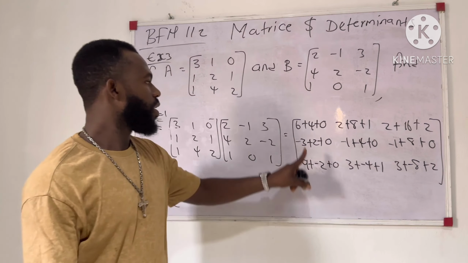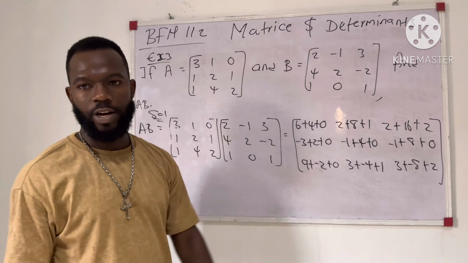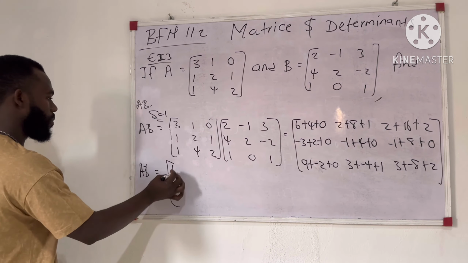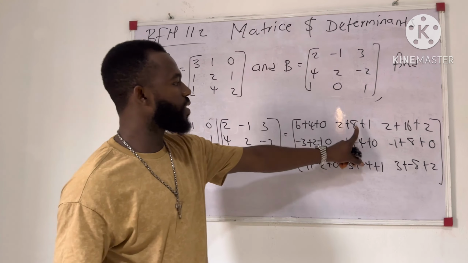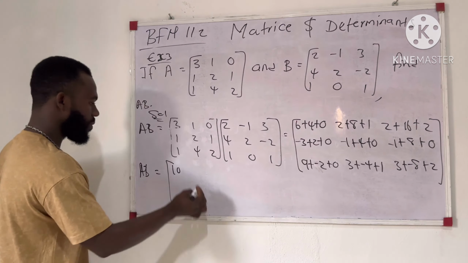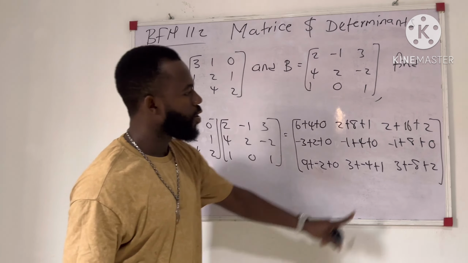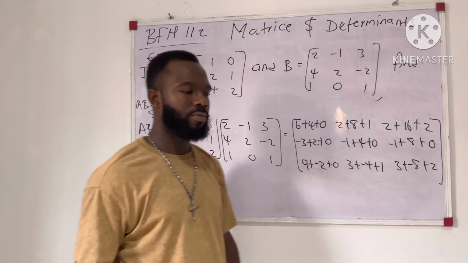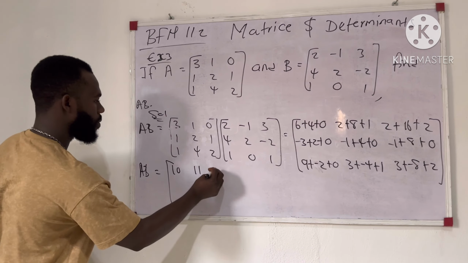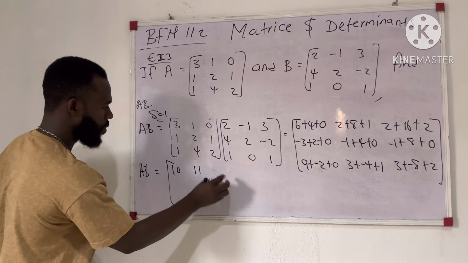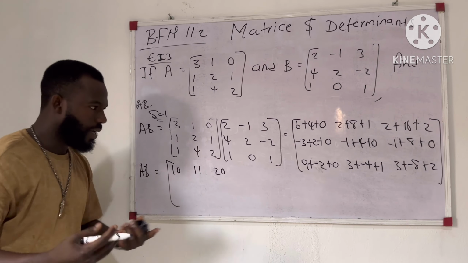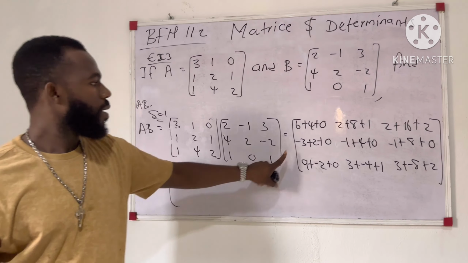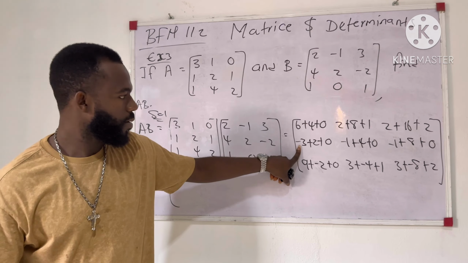now 6 plus 4 plus 0 gives us 10. 2 plus 8 plus 1 gives us 11. 2 plus 16 plus 2 gives us 20. Sorry, 20. Next row. Now we have a negative 3 here.